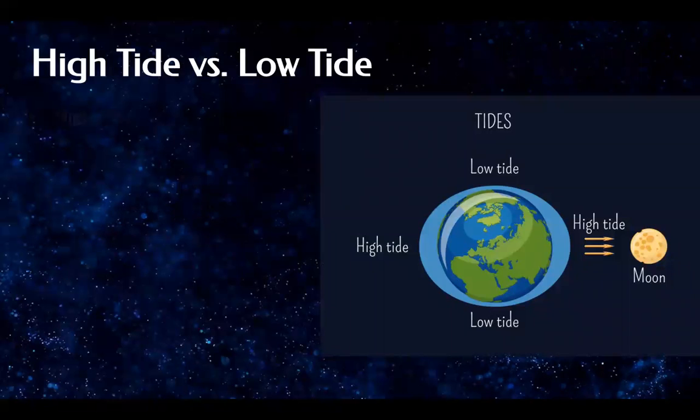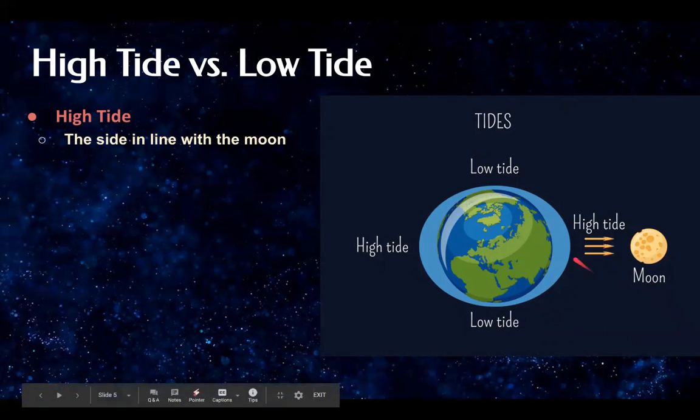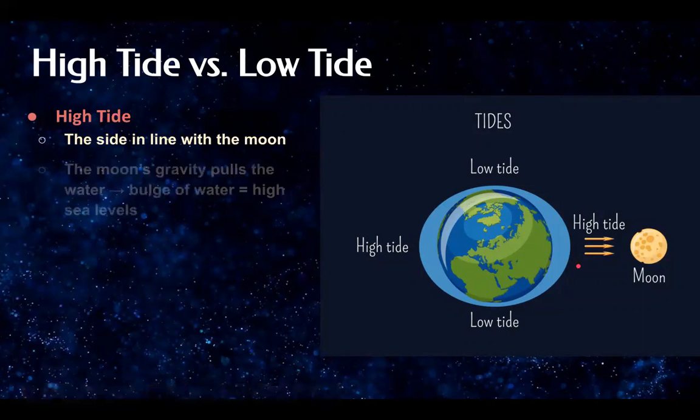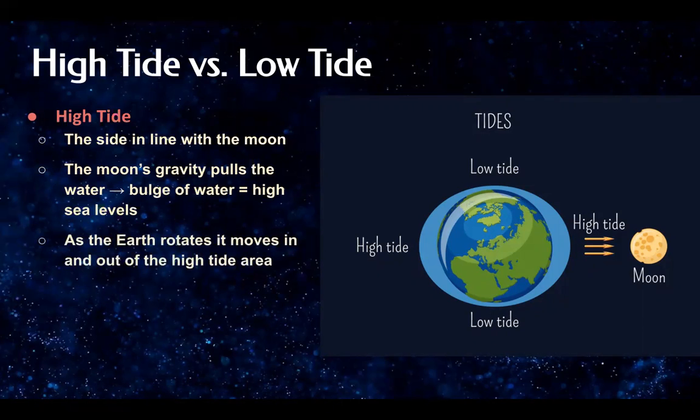So high tide versus low tide. High tide is the side that is in line with the moon. So you can see in the picture, here's the moon, and then the high tide is right next to it. The moon's gravity pulls the water. So what we actually have is a bulge of water and high sea levels on this side. Water is free flowing. So if you have enough gravity, it's going to gradually move to that location, and that's what that high tide region is. As the Earth rotates, it moves in and out of the high tide area. Because remember, Earth is rotating in a 24-hour period.